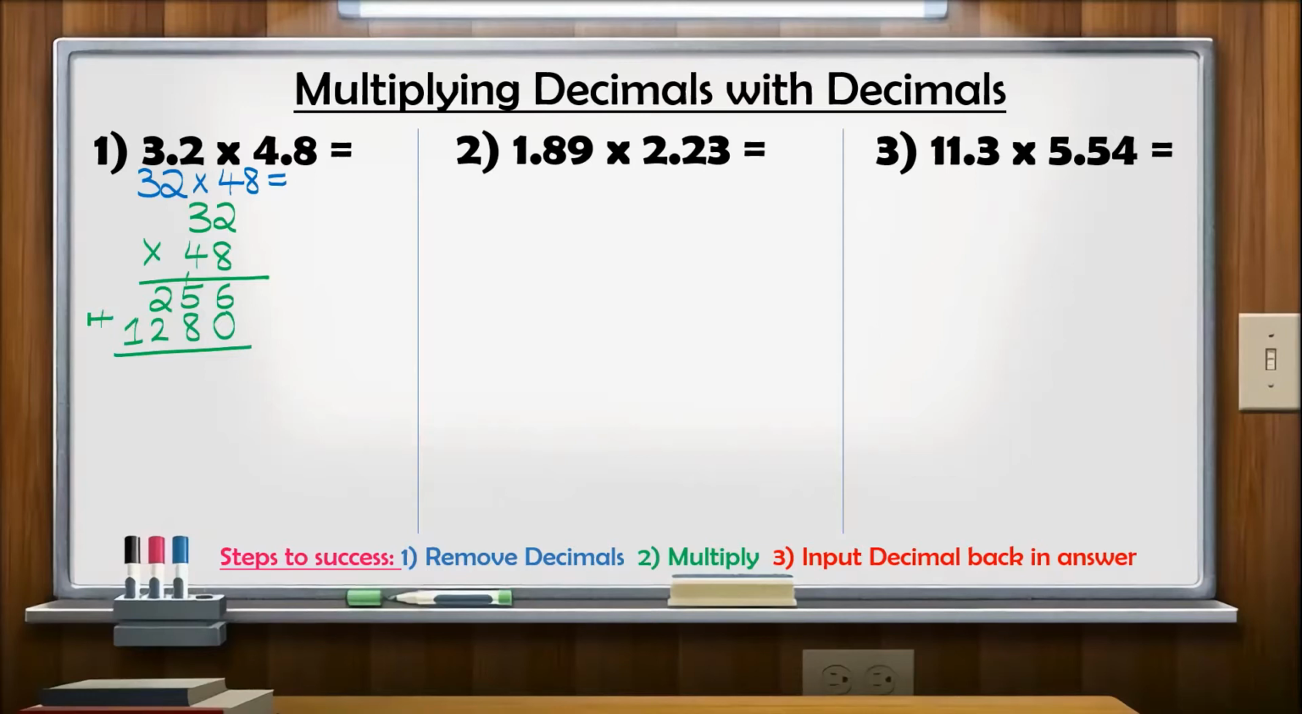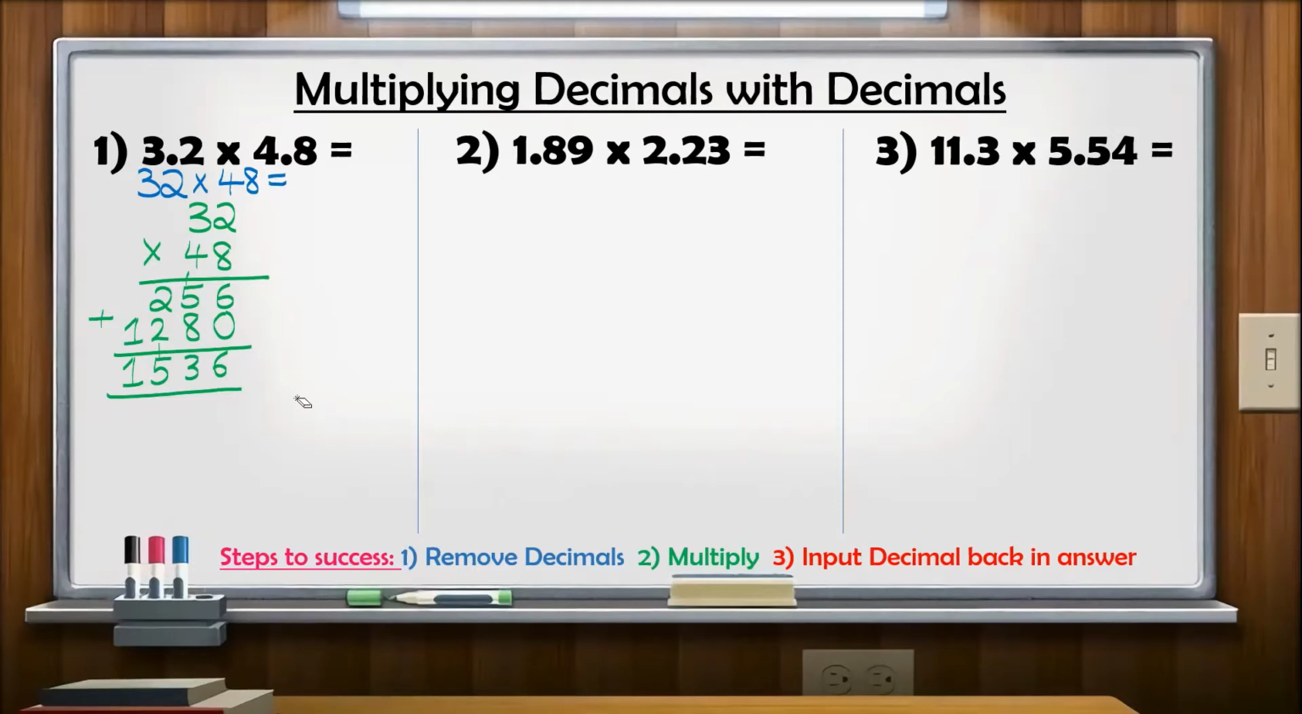6 plus 0 is 6. 5 plus 8 is 13. I put my 3 here and carry over my 1. 2 plus 2 is 4, plus the 1 is 5, and then I bring my 1 down. So the answer to 32 times 48 is 1536. Finally, step 3 requires me to input my decimal to get my final answer.